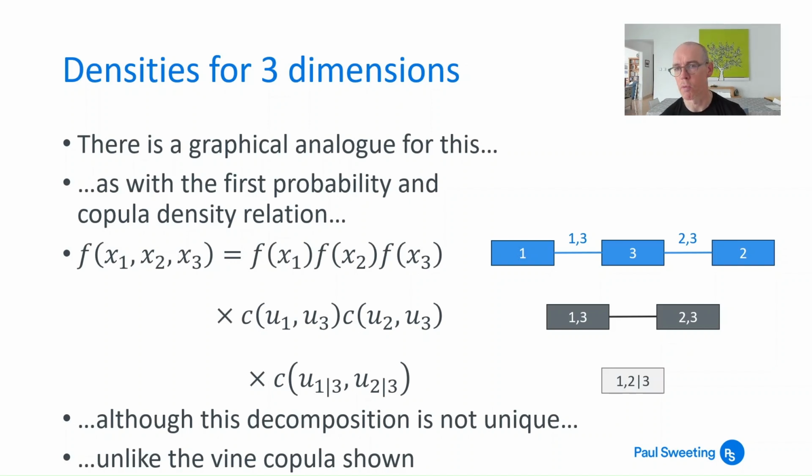That's the copulas joining those variables. And then in the bottom, you've got c of u1 given 3, c of u2 given 3. And that's essentially the copula joining the copulas. Now, this is the unique decomposition for this particular copula, but it's not the only way that you can decompose f of x1, x2, x3.